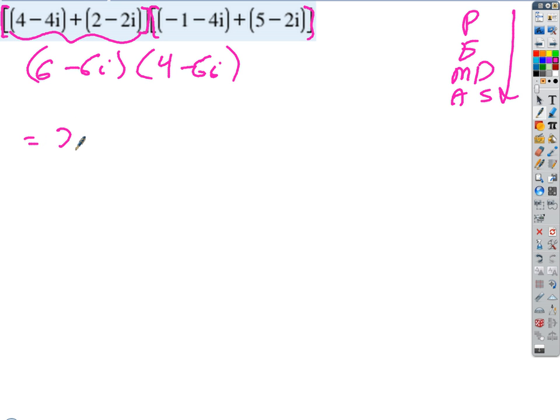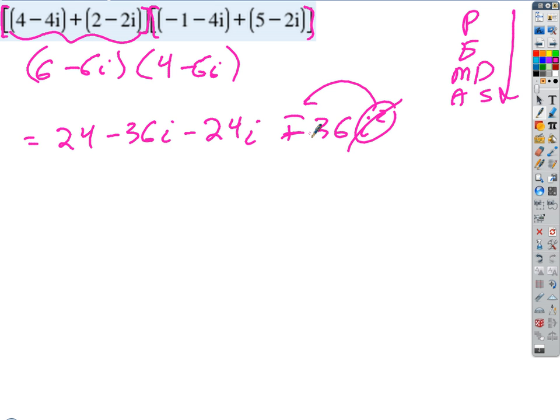What's the first term? 24? 36, negative 36. Minus, because we're doing the product of the outer terms, minus 36i. Minus 24i. No, plus 36i. Okay, so plus 36i squared, which is going to be minus 36. Right, the i squared just turns that into a minus. That's it. Just combine like terms and we're done.